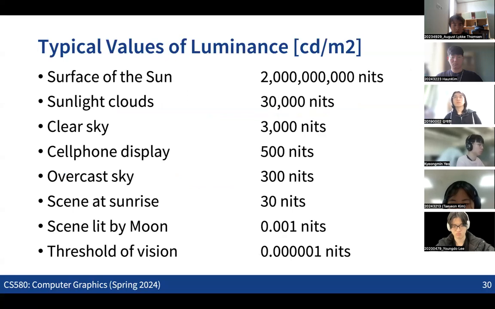So these are also some common numbers of this quantity. From the sun, we have, what's that, billions, 2 billions of units, while we also have some very small units from the moon.